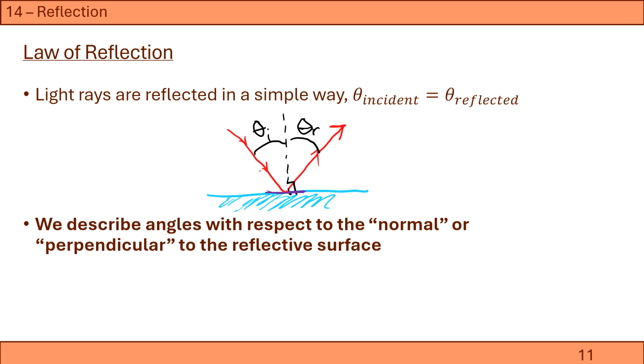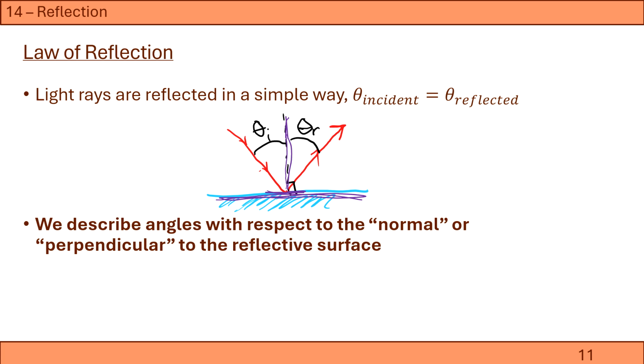Theta I is the incident angle, and theta R is the reflected angle, and we measure these with respect to a normal, a line which is perpendicular to the surface off which we are reflecting. And so it's a very simple law and a simple idea that we're going to move forwards and create some more interesting things with.